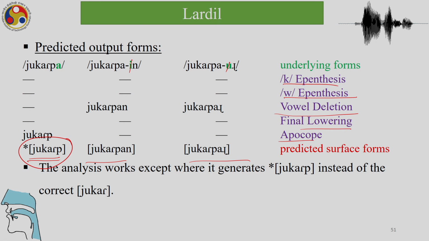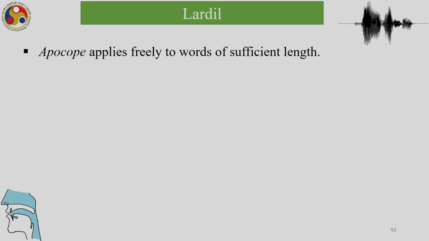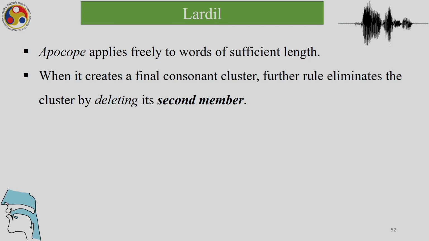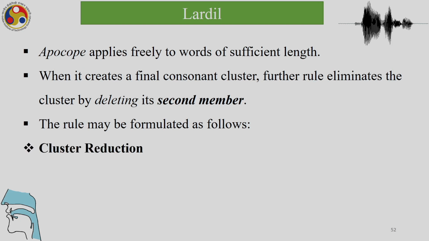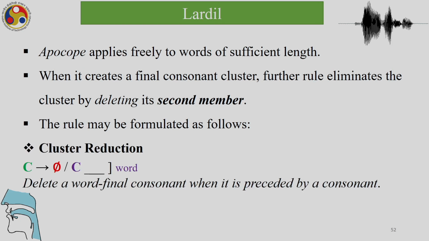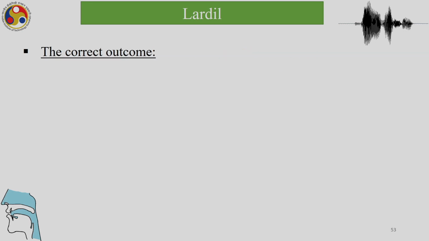So the analysis works except where it generates Eucarp instead of the correct form, and apocopy applies freely to words of sufficient length. When it creates a final consonant cluster, a further rule eliminates the cluster by deleting the second member. Apocopy is applying freely, and it also eliminates the cluster by deleting the second member. So we have cluster reduction where C is completely deleted in word-final position. So delete a word-final consonant when it is preceded by a consonant.